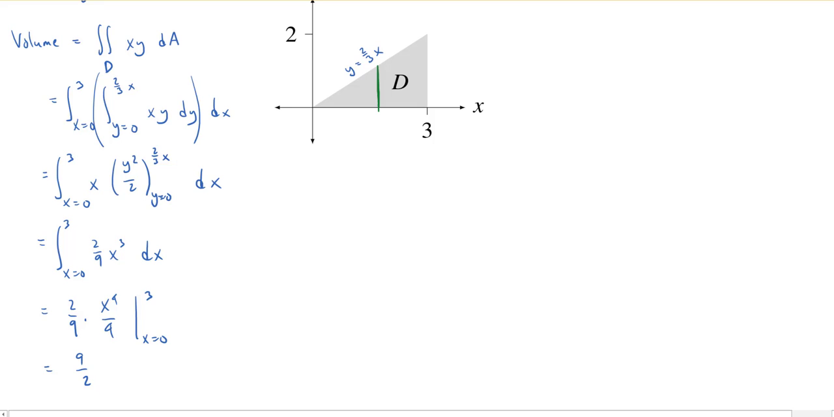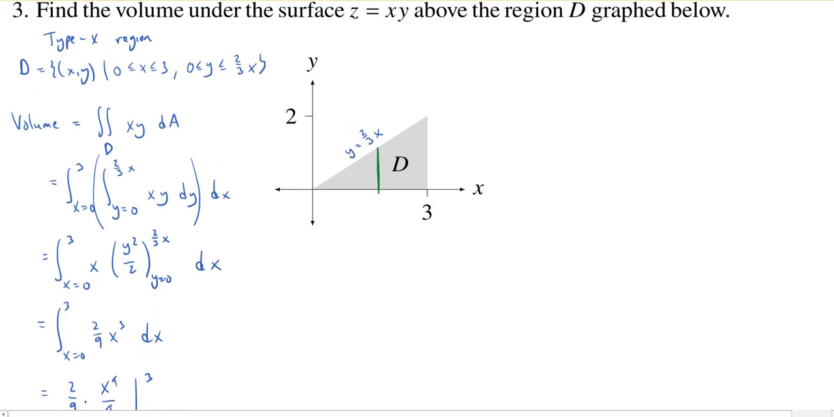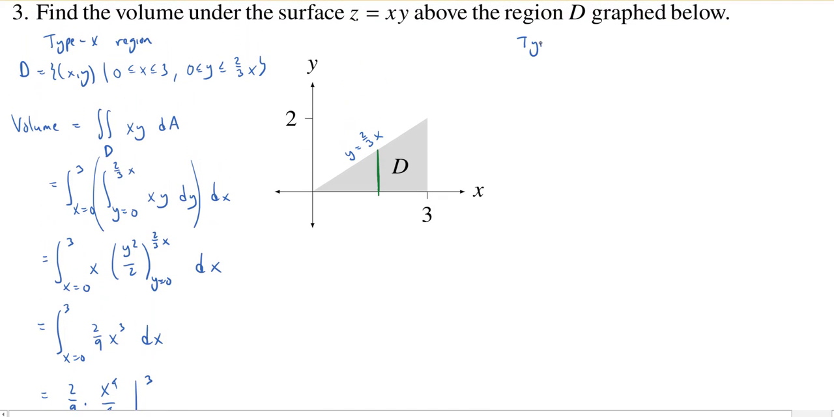Why don't we check it the other way now? So to check it the other way, we're going to set this up as a type Y region. As a type Y region, we're going to first specify the values you can get for y explicitly. So we'd say, okay, well, the y values range anywhere between 0 and 2.